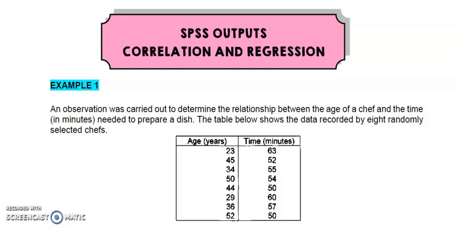Okay, here I have an example. This data is about the variables age and time. An observation was carried out to determine the relationship between the age of a chef and the time in minutes needed to prepare a dish. The table below shows the data recorded by 8 randomly selected chefs. Now I'm going to show you how to use SPSS to get the Pearson correlation value and the estimated regression equation.